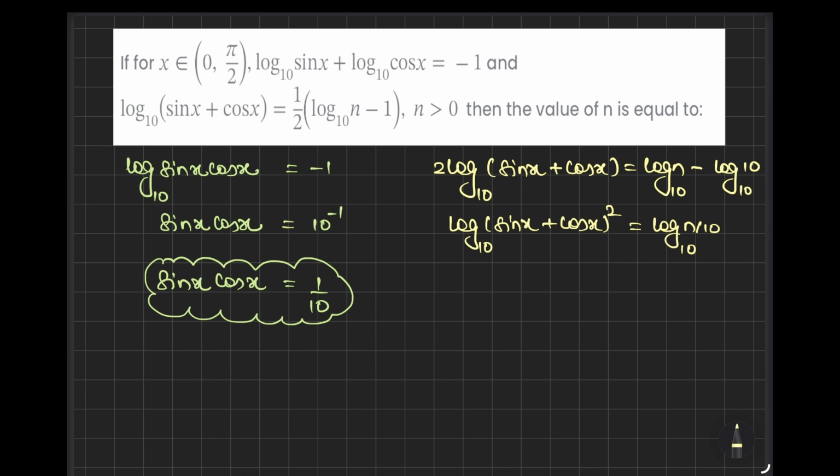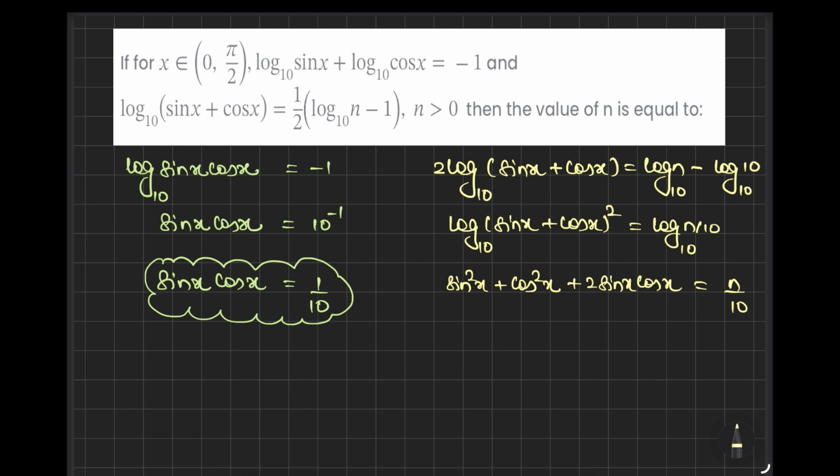Okay, now look, both sides we are having log, so we can compare both the arguments. So it is sin x plus cos x whole square. So it is sin square x plus cos square x plus 2 sin x cos x equals n by 10.